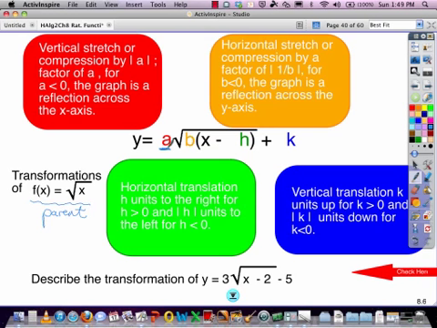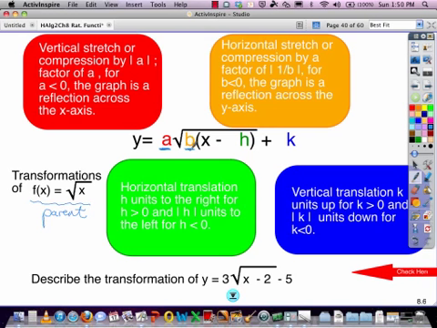For A less than 0, though, the graph is a reflection across the x-axis. Okay? The B value, next, will be a horizontal stretch or compression by a factor of the absolute value of 1 over B for B less than 0. Otherwise, it's just the stretch in the positive range. The graph is a reflection across the y-axis. The x is part of the equation, and then we have the minus sign.